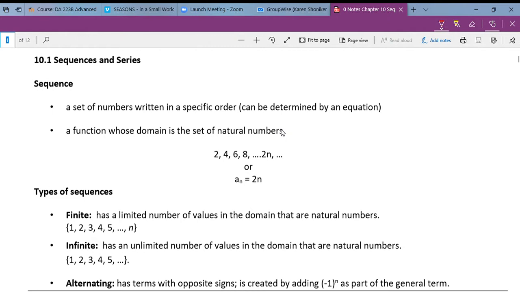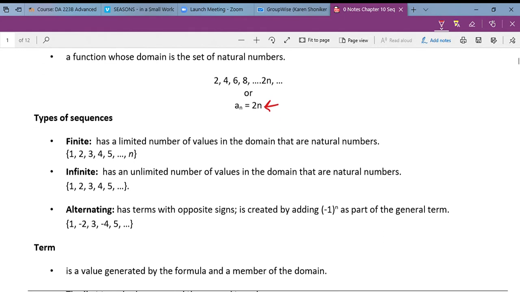So the first thing we're going to talk about is a sequence. A sequence is any set of numbers written in a specific order. And the key thing is that they have to be in an order such that you can determine each number in the sequence using an equation, a function whose domain is the set of natural numbers. So anything you put in for n, if you look at this equation here, you're going to assume that n can be any natural number. So that would be any of your counting numbers, 1, 2, 3, and so on.